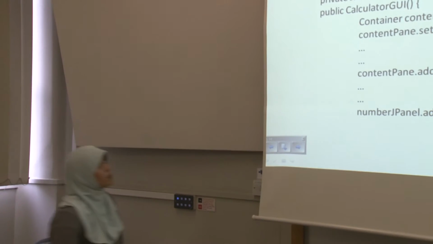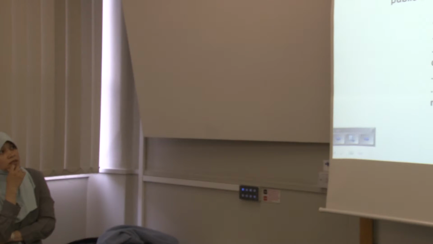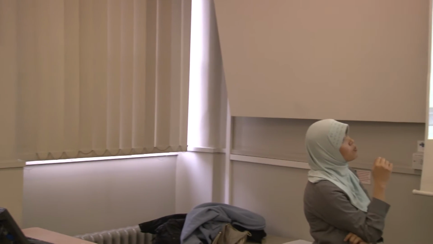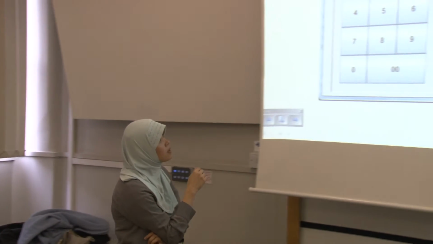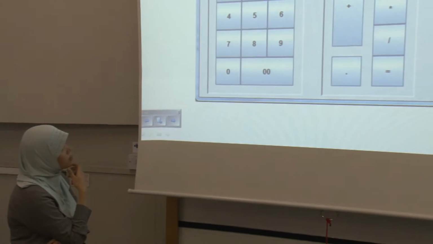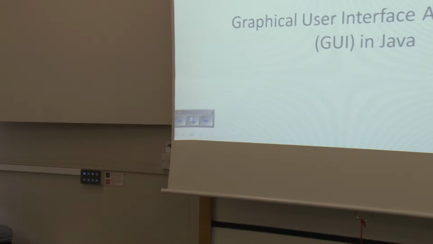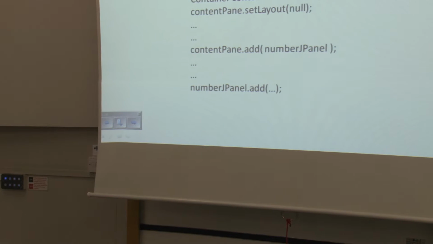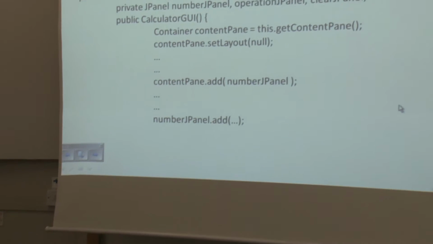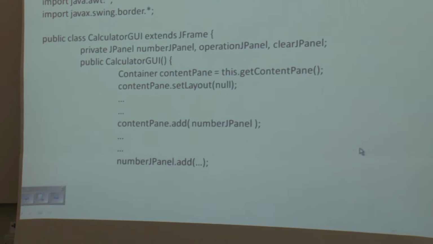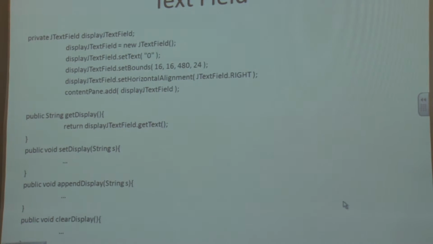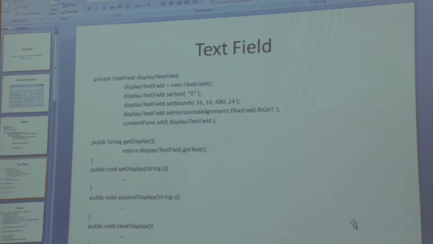Alright, okay. So in the first instance, we create the frames to put all our components, and we will have 3 panels for each of the groups of buttons here. This is the, I can't remember the name now. Number panel. Let me see.